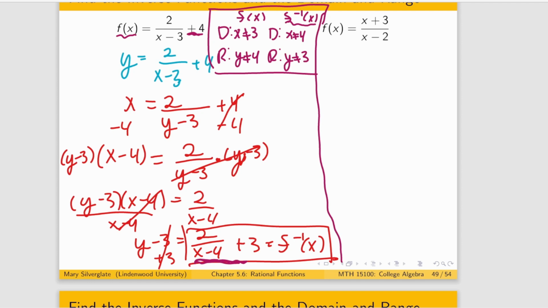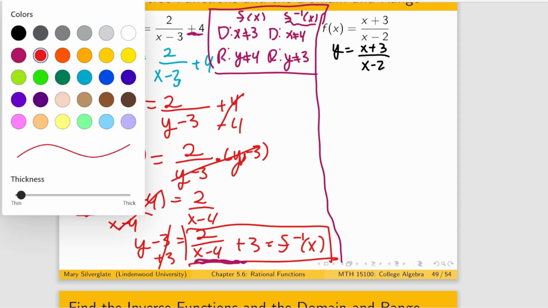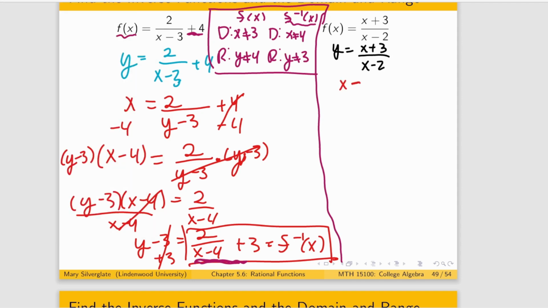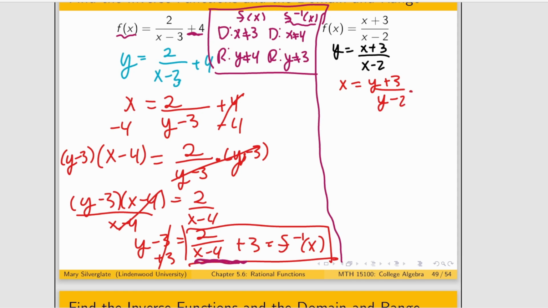Normally, as an optional first step, you would plug in that f of x is the same thing as y. And then as your real first step, you have to replace all the y's with x's and all the x's with y's. And then your goal is to solve for y. So I would still say you would first want to get rid of that denominator. And this time I would actually distribute. So that would be xy minus 2x is equal to y plus 3.